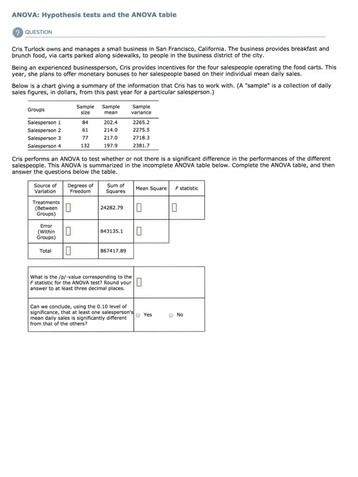This video is the second part that works with ANOVA, hypothesis tests, and the ANOVA table.